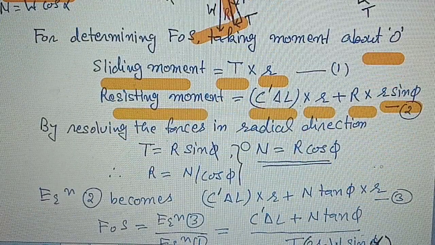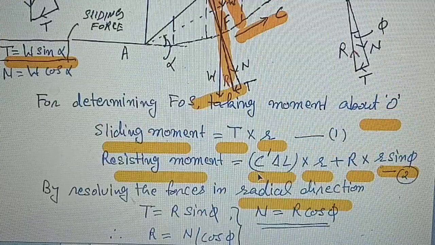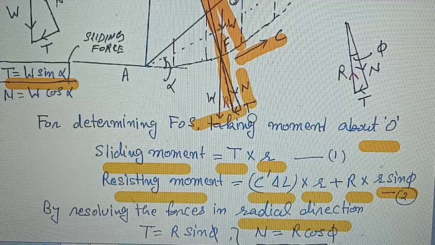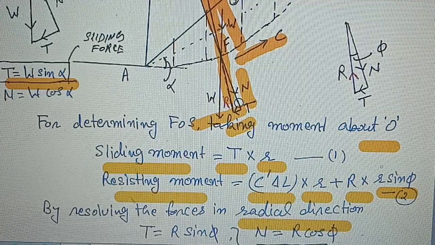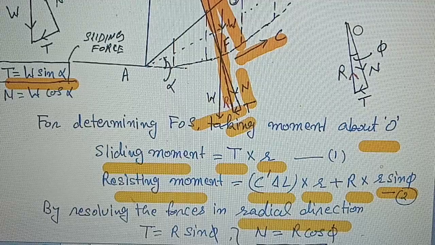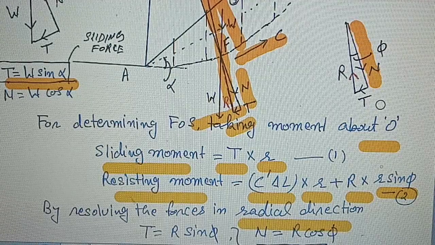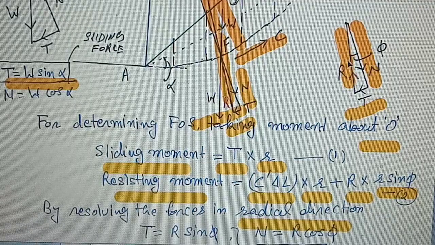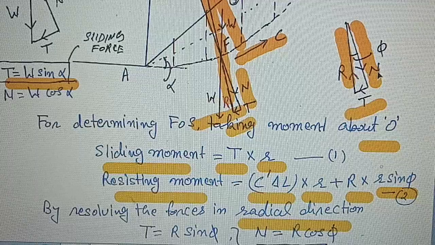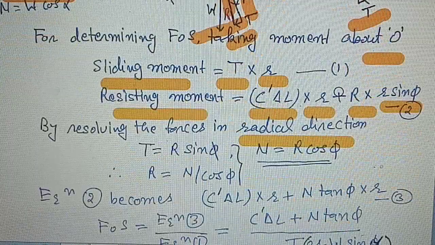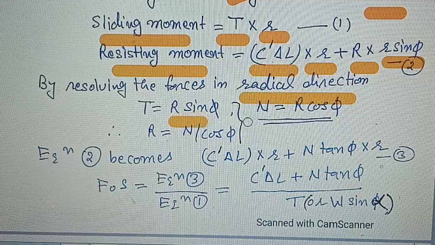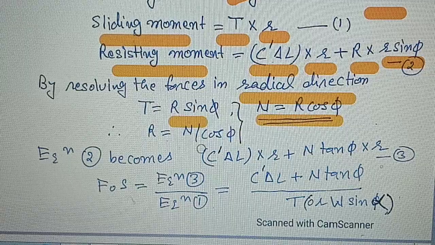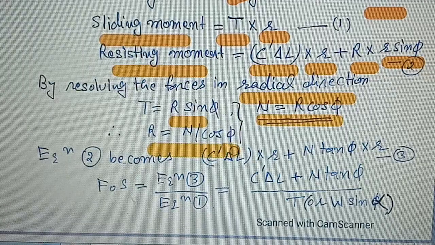Further, by resolving the forces in the radial direction, as shown in this figure, there is the normal component, the tangential component, and R. So if we make a force triangle, it has the normal component, the tangential component, and the reaction R at an angle of phi with the normal. So we can determine the values of N and T in terms of R. The value of T is R sin phi and the value of N is R cos phi. So the value of R in terms of N becomes N by cos phi.